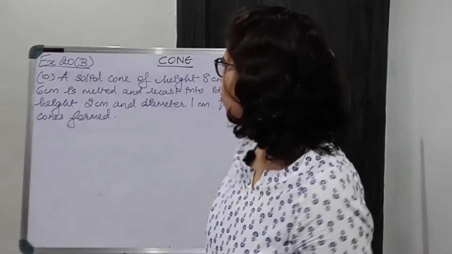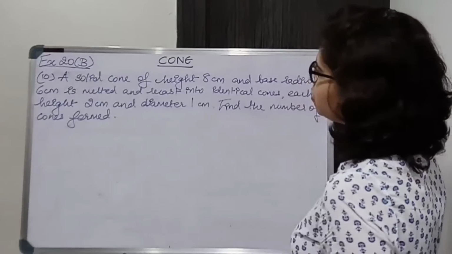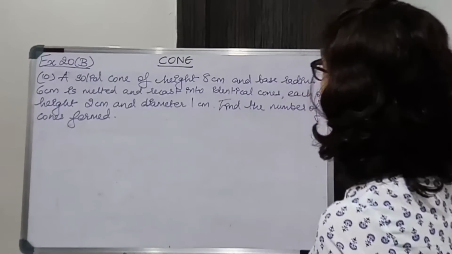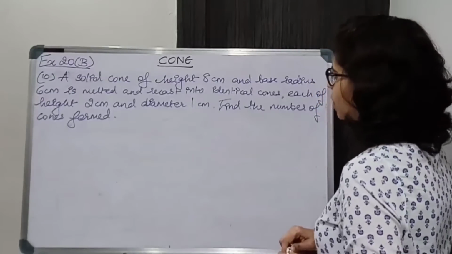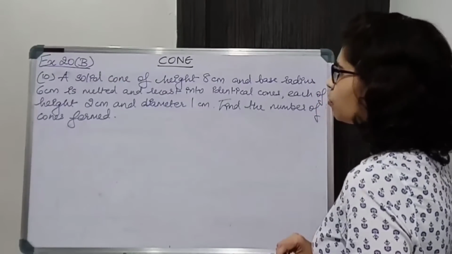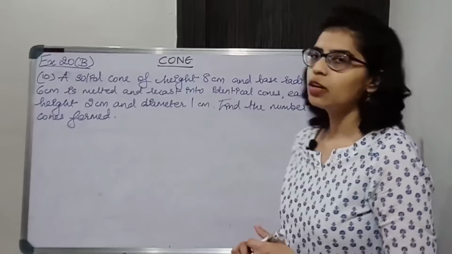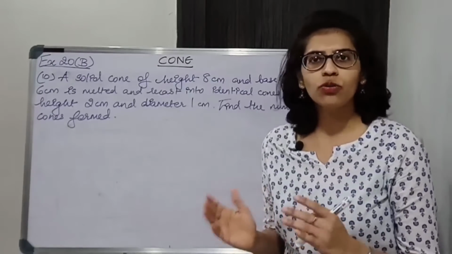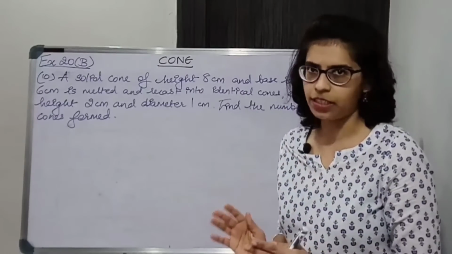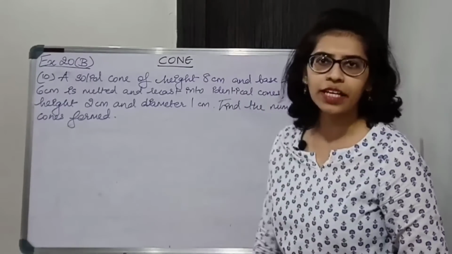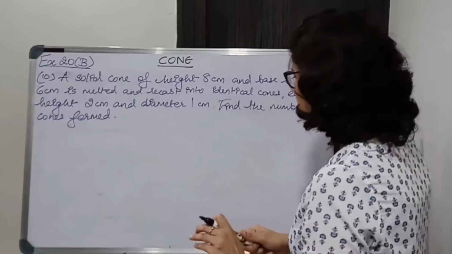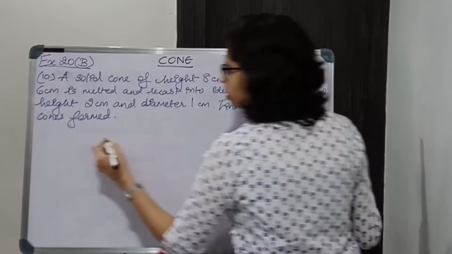Question number 10. A solid cone of height 8 cm and base radius 6 cm is melted and recast into identical cones, each of height 2 cm and diameter 1 cm. Find the number of cones formed. Now there is a solid cone, okay, not hollow cone, solid cone. It is completely filled, okay. So this solid cone has height and some radius. So let us draw this solid cone.